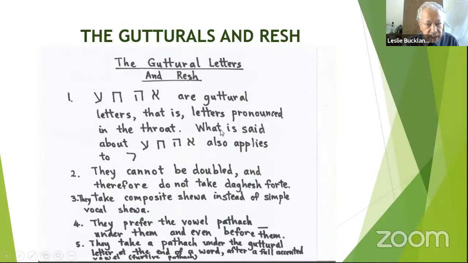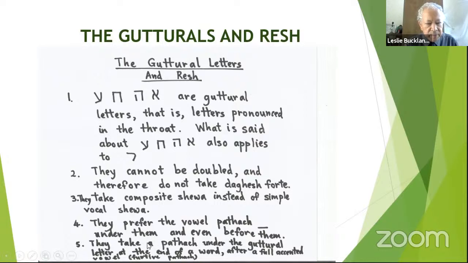And we have looked at the characteristics of guttural letters. They're pronounced near the back of the vocal cavity, near the throat. They cannot be doubled, so they don't take dagesh forte. If they don't have a vowel underneath them, they will take a composite shawa, not a simple shawa. They prefer the vowel pathak under them and even before them.